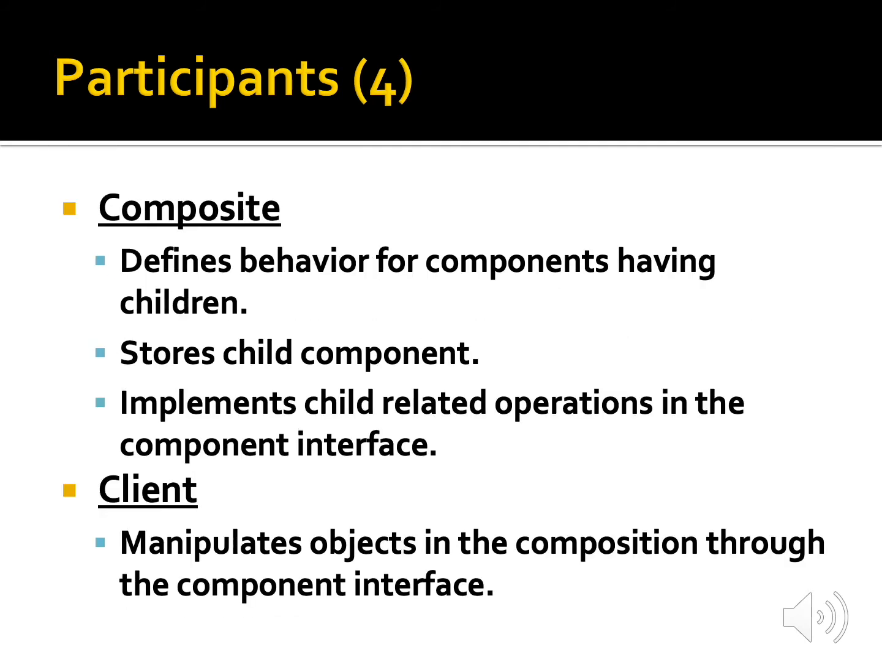Similarly, the other important component is the composite class, which will inherit from the base or the abstract class. It will define the behavior for all the components which are non-primitive, which are composite, and which have children. So they store child components of their own kind, and implement the child-related operations in the component interface. And to use all the classes, there is the client class. The client class manipulates composite as well as primitive objects uniformly using this composition and this generic component interface.